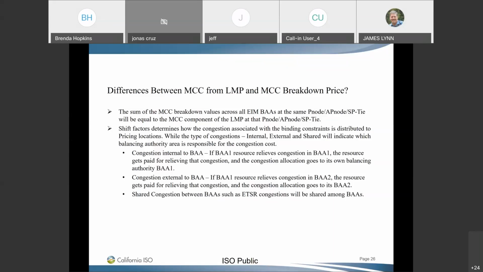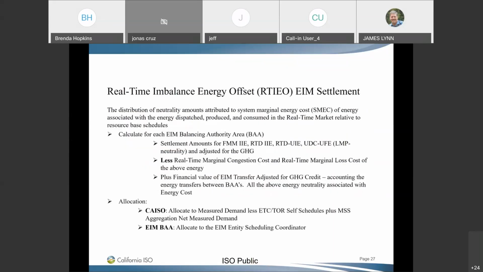Okay, so once we've done the marginal cost of loss, we've collected or distributed the neutrality imbalance for losses. We've done it for the congestion from your balancing authority area. All that's left is the energy.